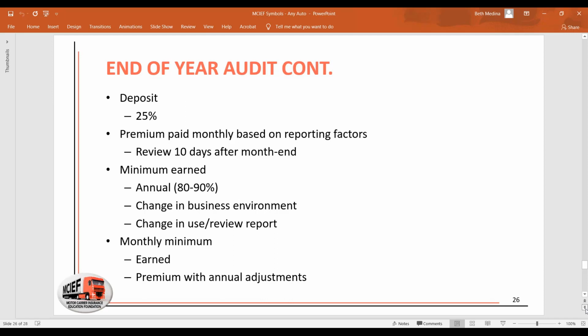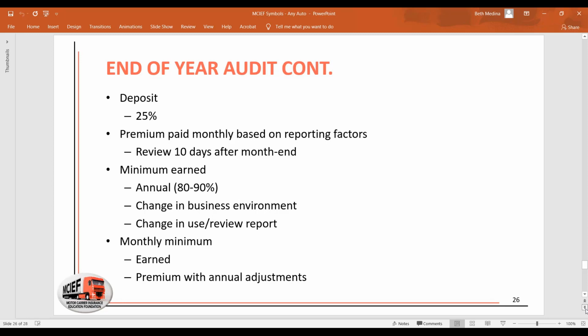You have to worry about the minimum premiums to protect the insurance companies from estimating going in with too low a rate and not meeting the annual mileage that we projected. So you want to monitor those things during the policy term to make sure the insured's business environment has not changed, particularly where there's a downturn in their business, so that we might need to adjust those minimum earned premiums during the policy term. You cannot wait until the end of the year to do that.